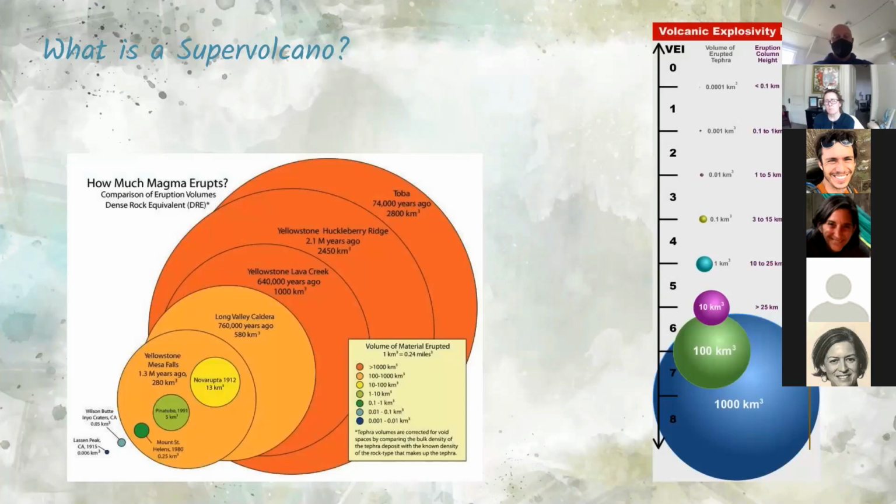Supervolcanoes. What is a supervolcano? A supervolcano is just a volcano that has an eruption magnitude of 8 on the Volcano Explosivity Index, which you can see over here. And to put this in perspective, this is Yellowstone's oldest and biggest eruption, and the tiny green dot down there is Mount St. Helens. Yellowstone, California's Long Valley, Japan's Aira Caldera, Indonesia's Toba, and New Zealand's Taupo are all supervolcanoes.